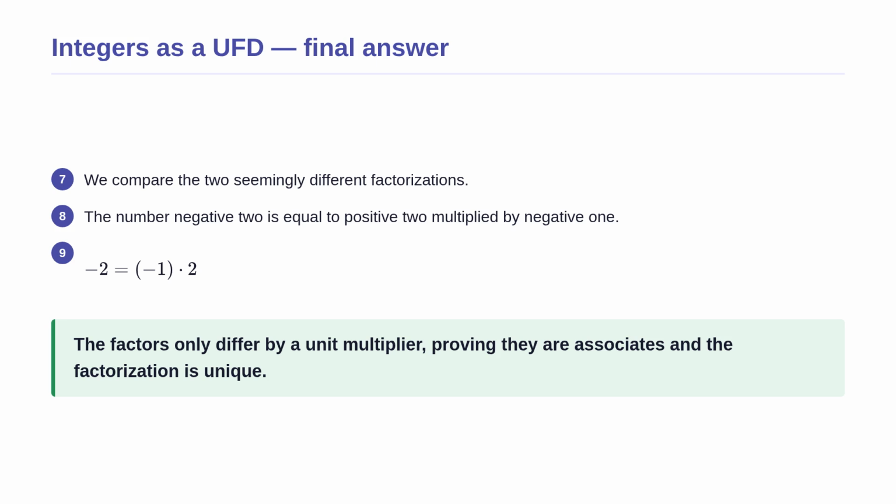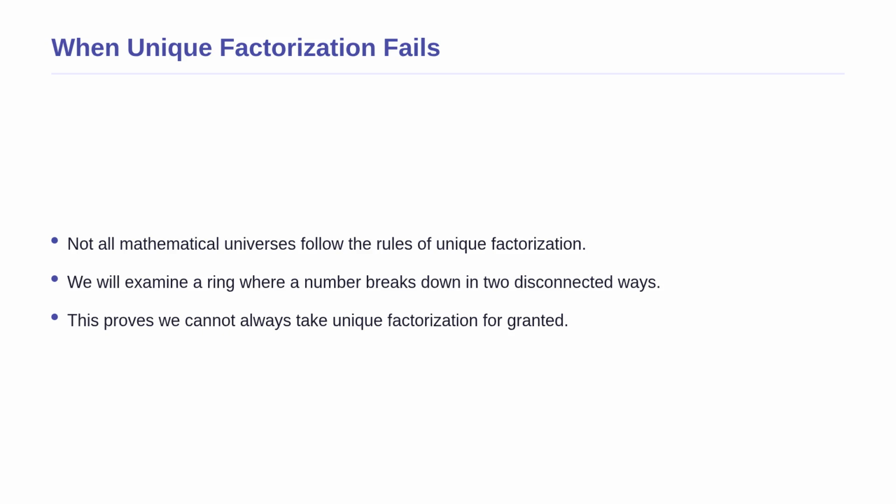Even though the second factorization looks different because of the negative signs, the rules say we only care about uniqueness up to associates and order. Physically, this means the core structure of the number 12 remains absolutely unchanged. So, we have proven that uniqueness holds for integers.